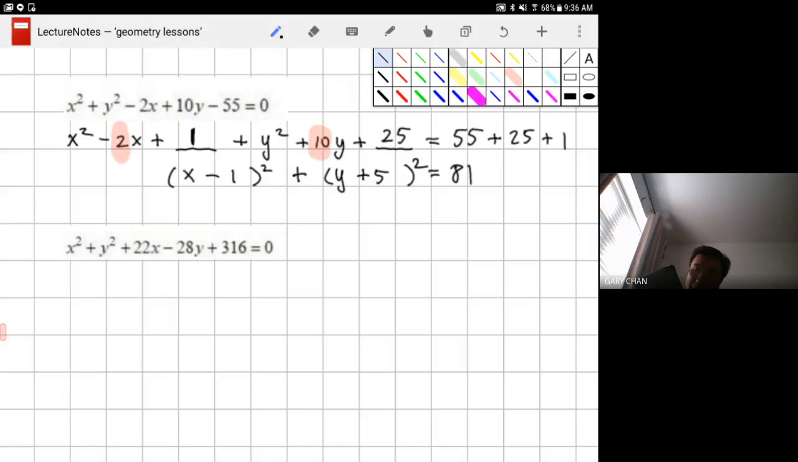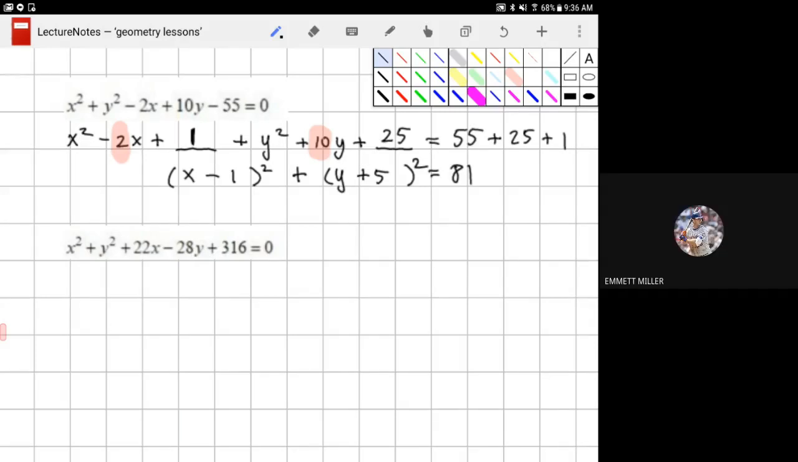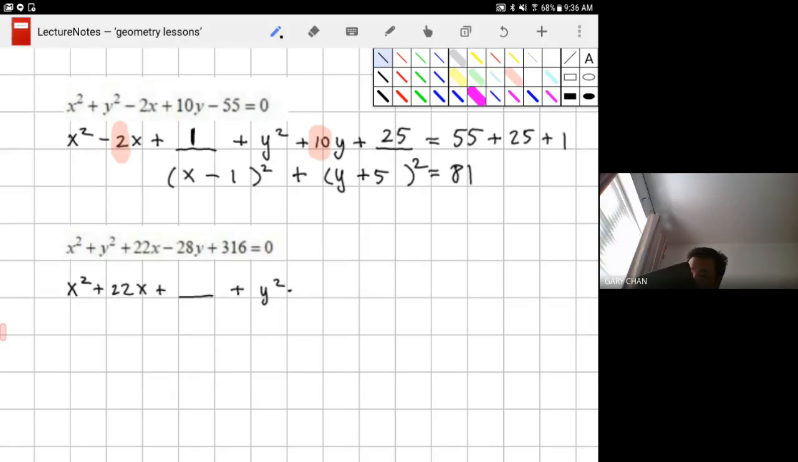We got it. What do you mean by writing it out, Emmett? Like we complete x squared plus 22x plus space plus y squared minus 28y plus space equals negative 316. Right. We're rearranging all the different terms with their corresponding variables and grouping them together, so that we can then rewrite these parts. And then that 316 we're going to bring to the other side, which is negative 316.